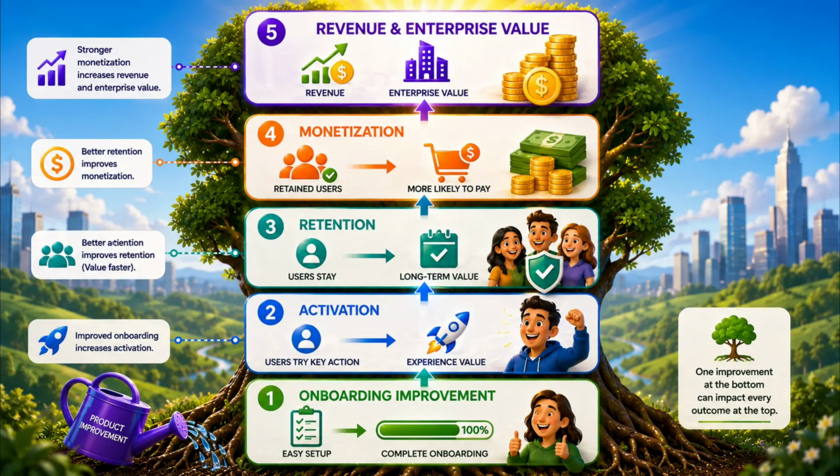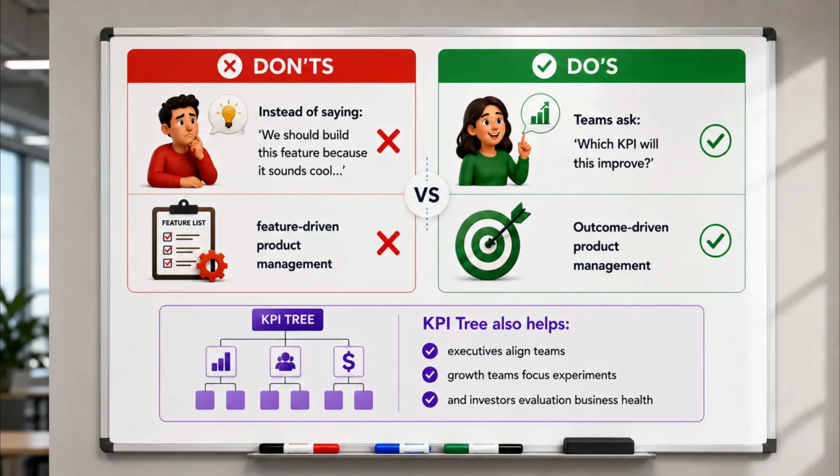This is why KPI trees are powerful. They align the product teams and their features with business goals. Every product team must focus on the do's and don'ts. We should not be asking ourselves what feature sounds cool. We should be asking ourselves which KPI this will improve. And then they should start shifting from feature-driven product management to outcome-driven product management. That is how your product is going to succeed over time.